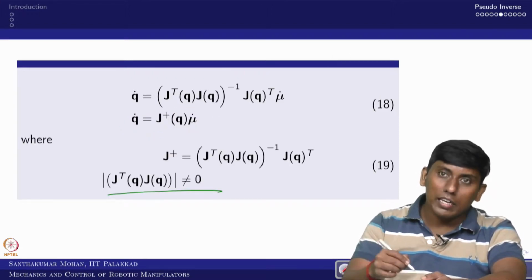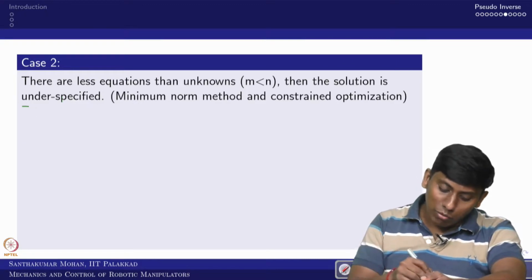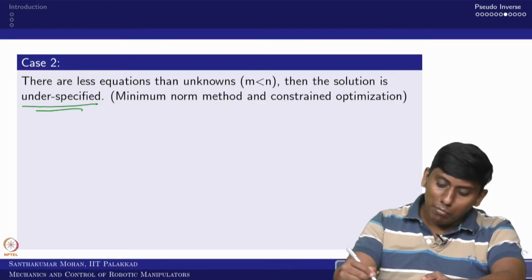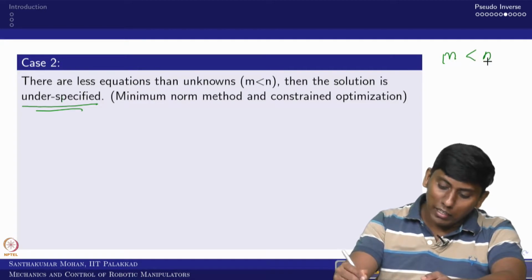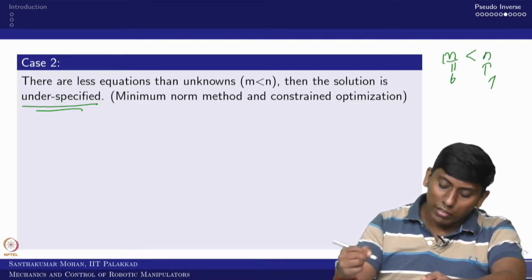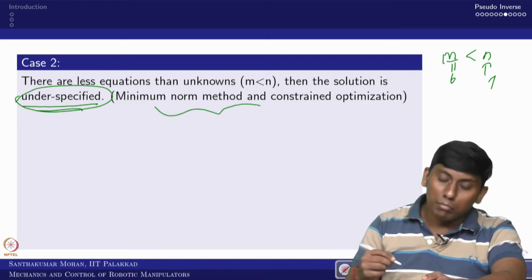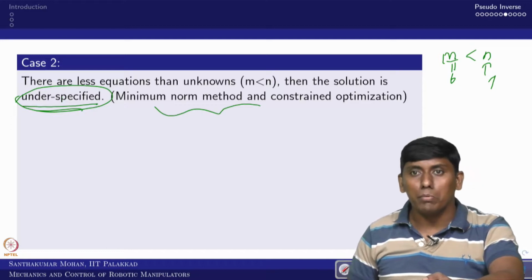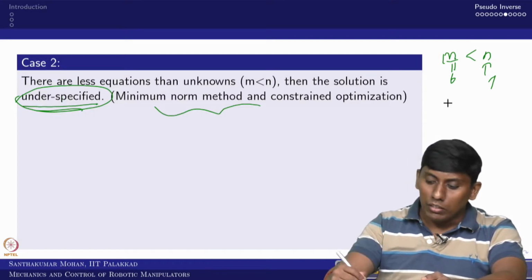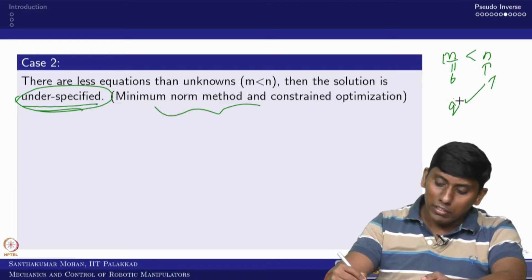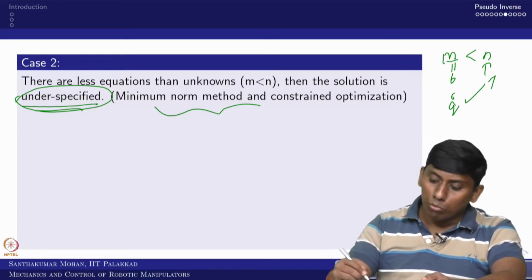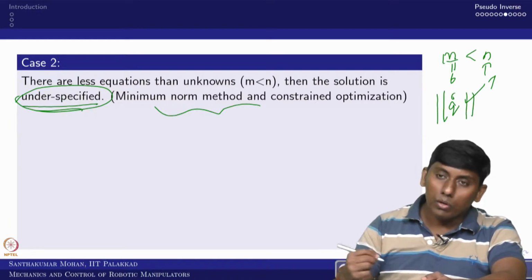We will take the next case. The next case is under specified, where m is less than n. In this case, this is 6 and this is 7. So in the sense it is underspecified. You can use a minimum norm method with constraint optimization. What that means is the q dot would exist but with multiple solutions. So you minimize the q dot, okay.